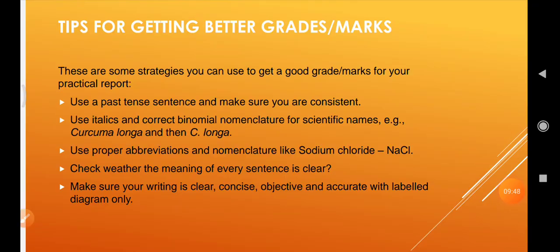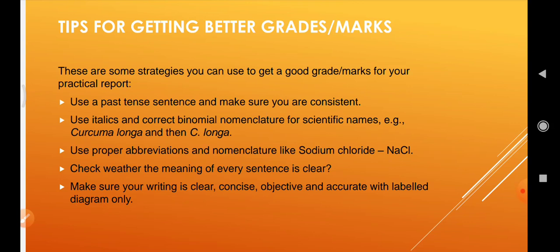Now what are the tips for getting better marks? There are some strategies which you should opt to get good marks for your practical report. The first is to use past tense sentences in the procedure to make sure you are consistent. Use italics and the correct binomial nomenclature for scientific names. Example, Curcuma longa. It is the scientific name of turmeric, and after writing Curcuma longa, you should use C. longa anywhere in the report.